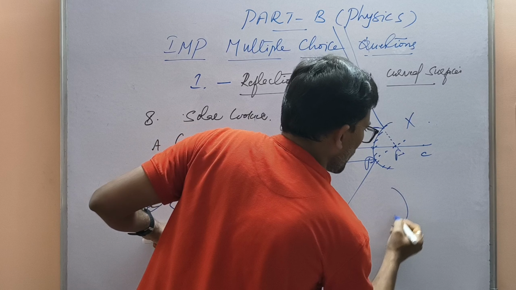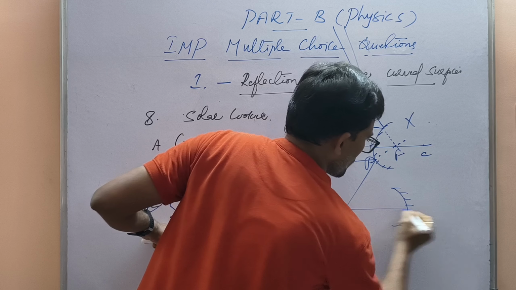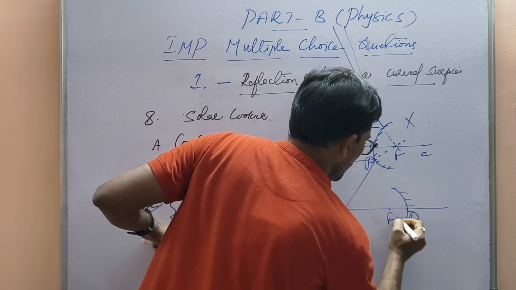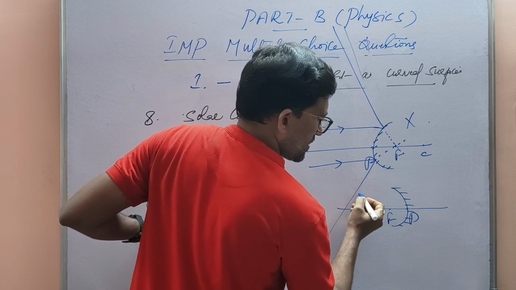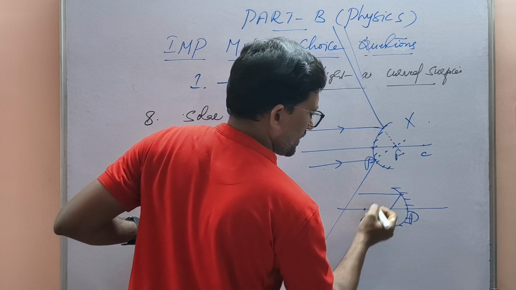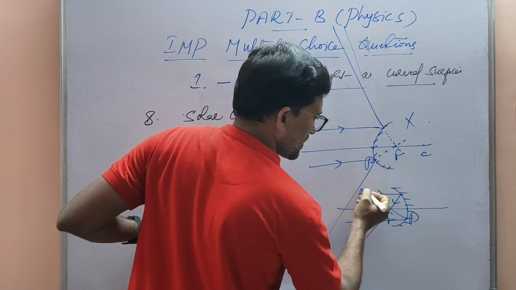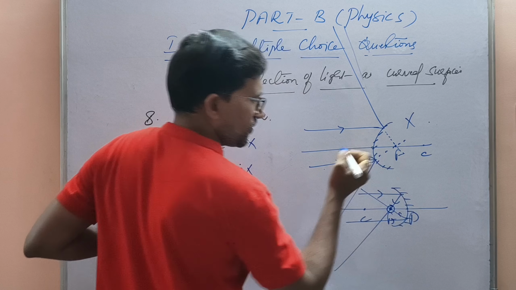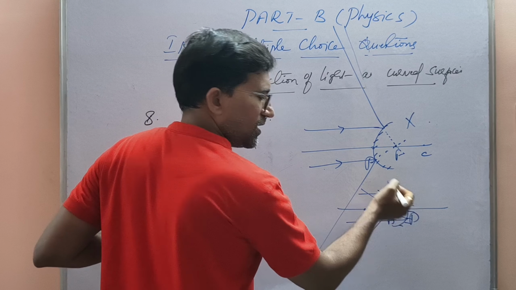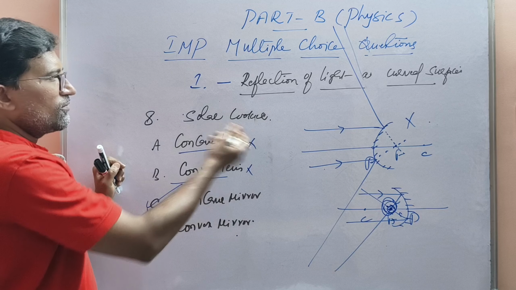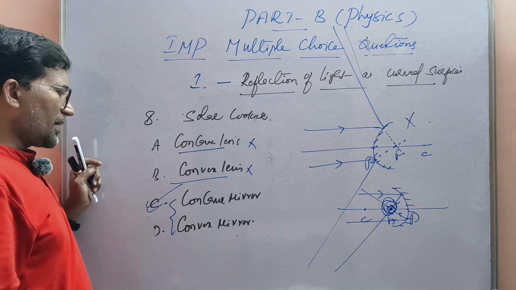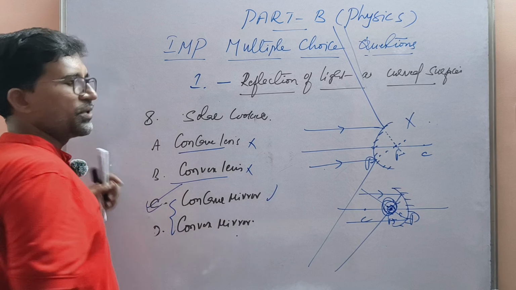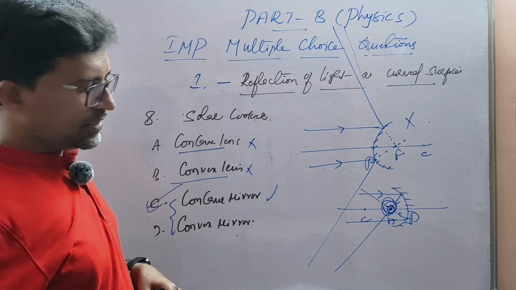Now if I use a concave mirror like this, this is the pole, this is the focus, this is the center of curvature. This is the incident ray and this is the reflected ray, and this is another incident ray and this is its reflected ray. So the reflected light rays are going to converge at the focus. Here we are going to keep the vessel. So in this particular 8th bit part, multiple choice, the right option is a concave mirror. Is it clear? I hope you understood.